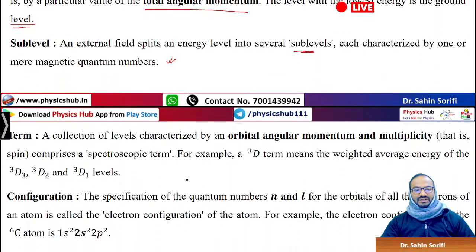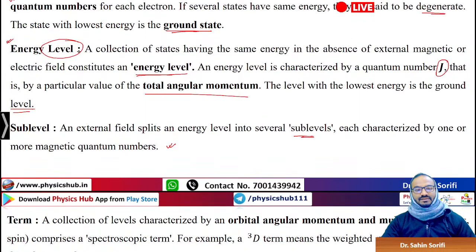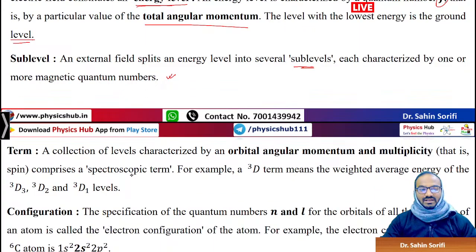Now term. What is term? Energy levels we have. A collection of levels will be called a term. The collection of levels characterized by an orbital angular momentum and multiplicity comprises a spectroscopic term. For example, 3D term. So it has 3 J values. 3D term means the weighted average energy of 3D3, 3D2, 3D1. Here J value is 3, here J value is 2, here J value is 1.